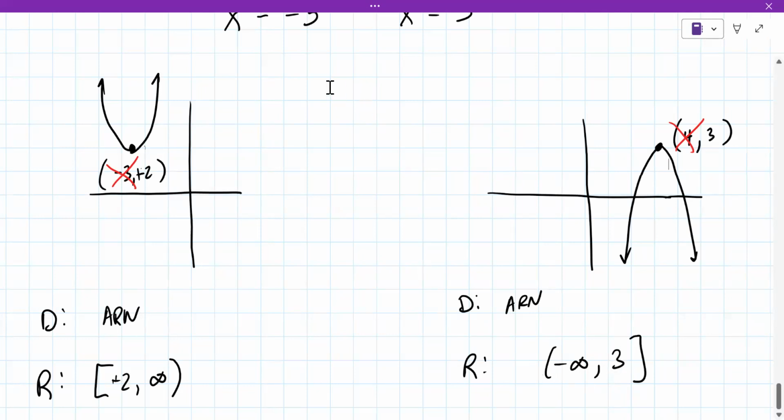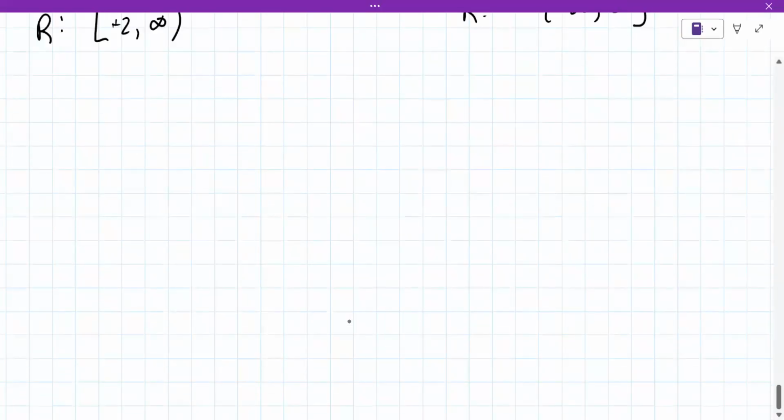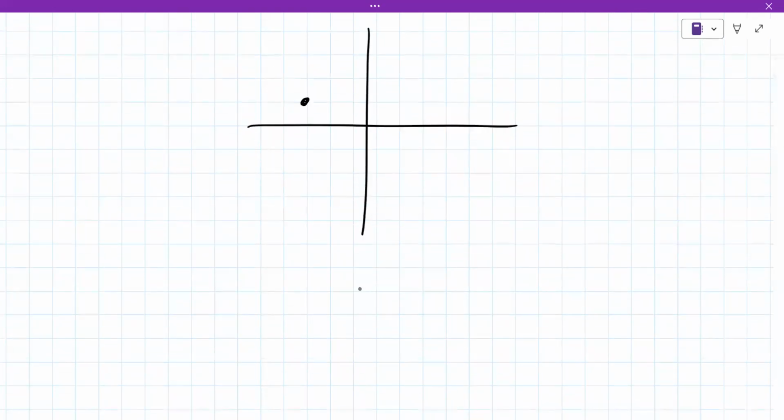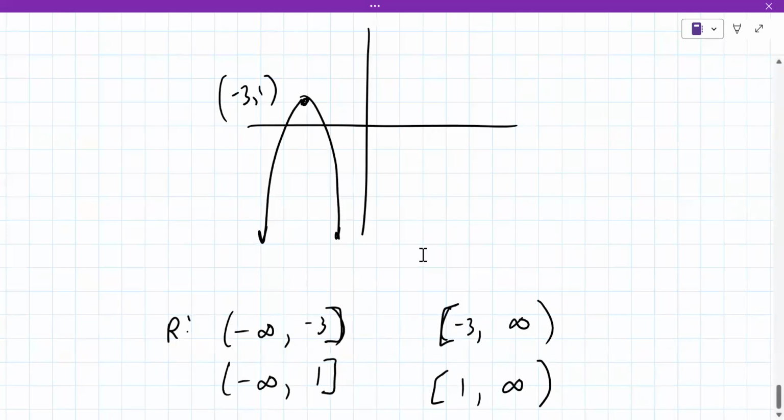Okay. So this is not a difficult skill, but again, there's two possibilities, right? So you just gotta remember this here. So here's a graph, and the vertex is -3, 1. Which of the following is the range here? Let's go minus infinity to -3, minus infinity to 1. Let's go -3 to infinity. Let's go 1 to infinity. So which of these is correct?